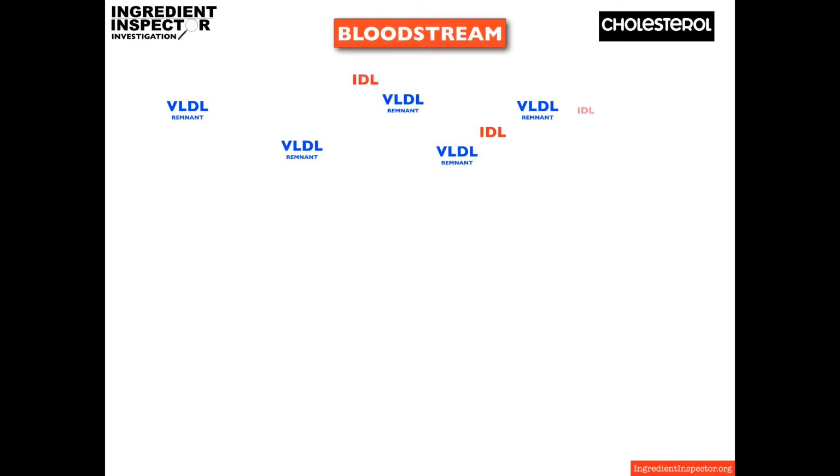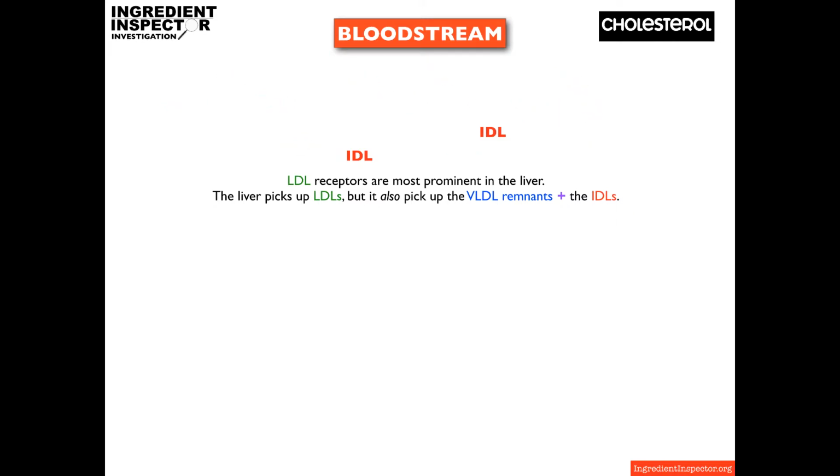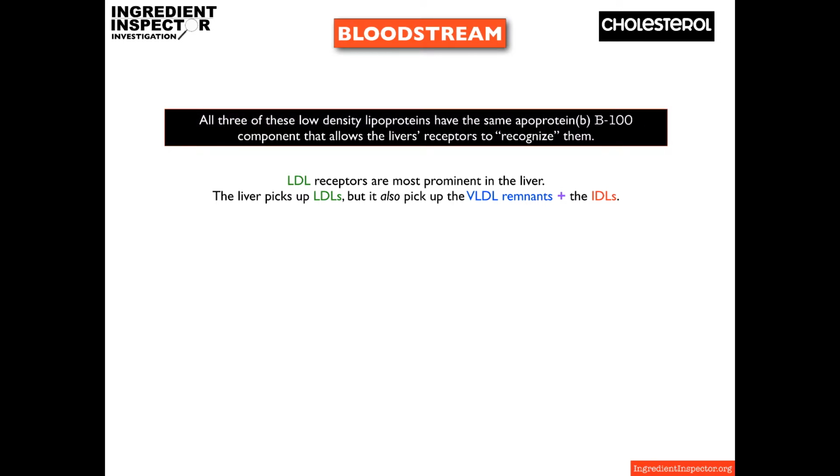So in the bloodstream, we have VLDL remnants, LDLs, and IDLs moving about. The LDL receptors are most prominent in the liver. Those receptors are going to identify these items and pick them up out of the bloodstream. So the liver picks up LDLs, but it also picks up the VLDL remnants and the IDLs. And it's because all three of these low-density lipoproteins have the same apoprotein B, specifically B100 component, that allows the liver's receptors to recognize them. So these all enter into the liver.